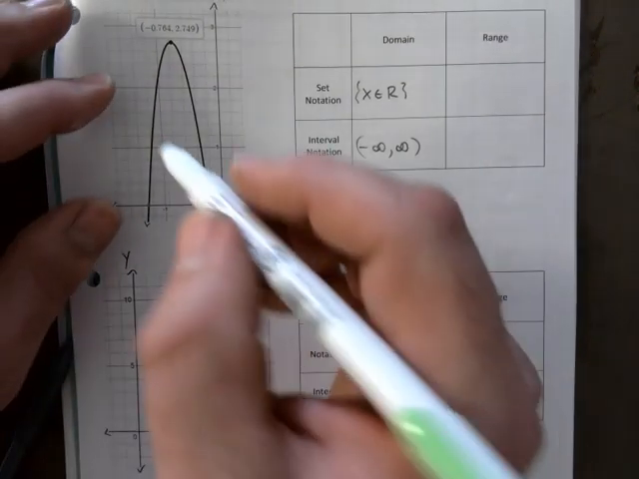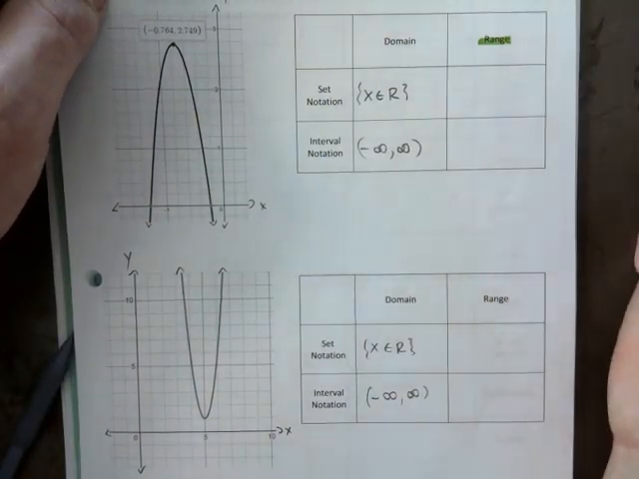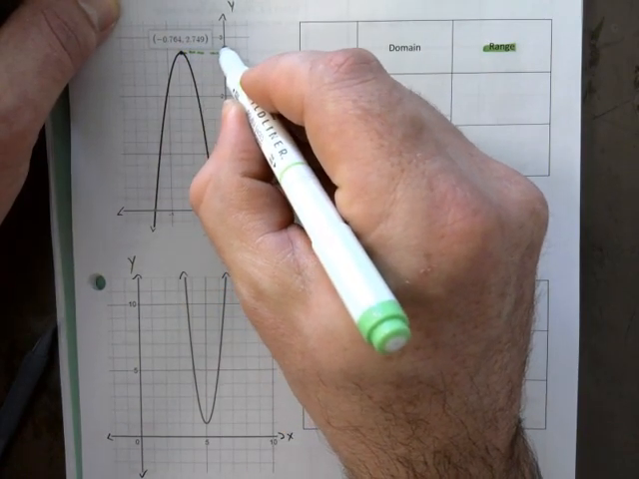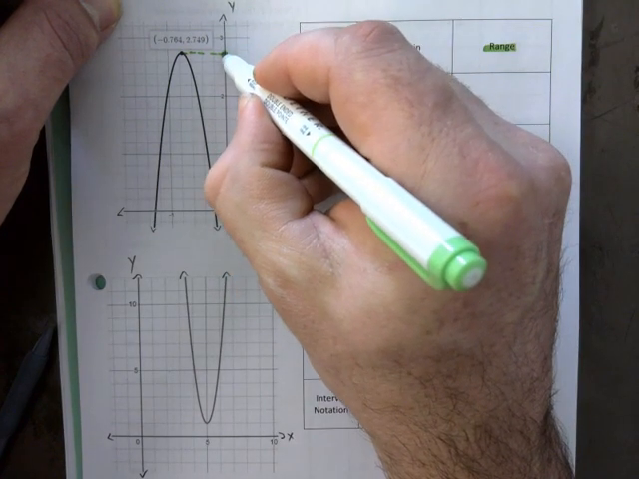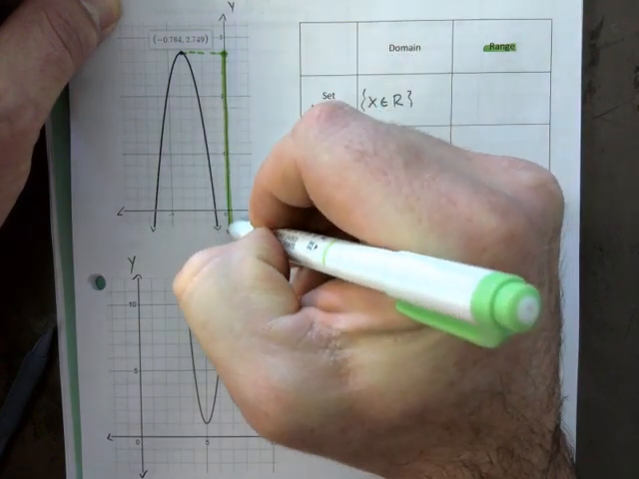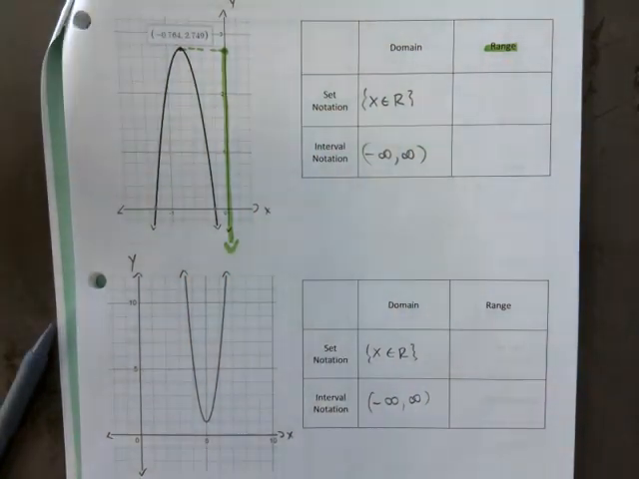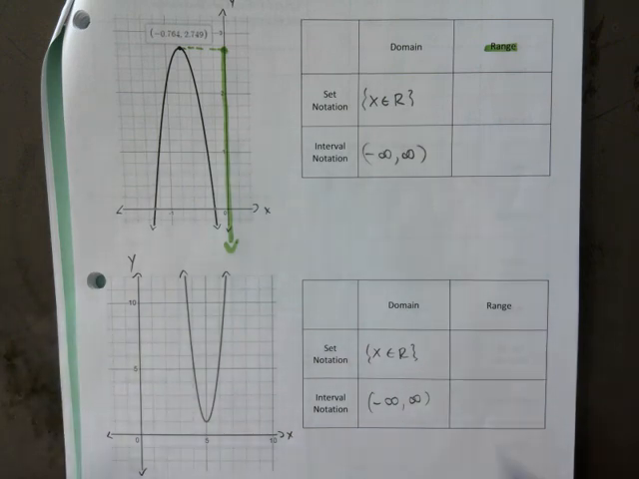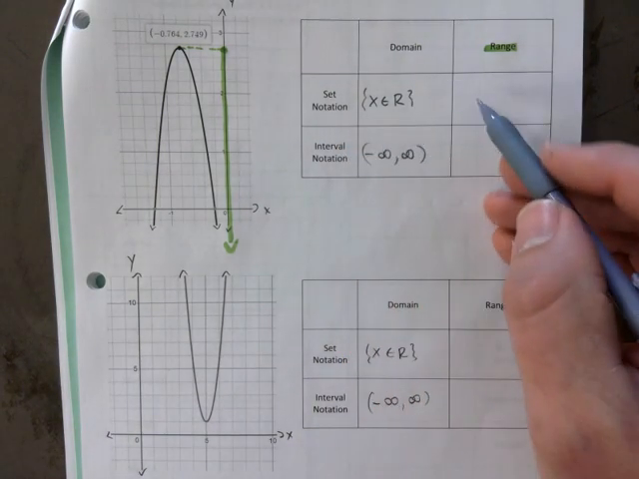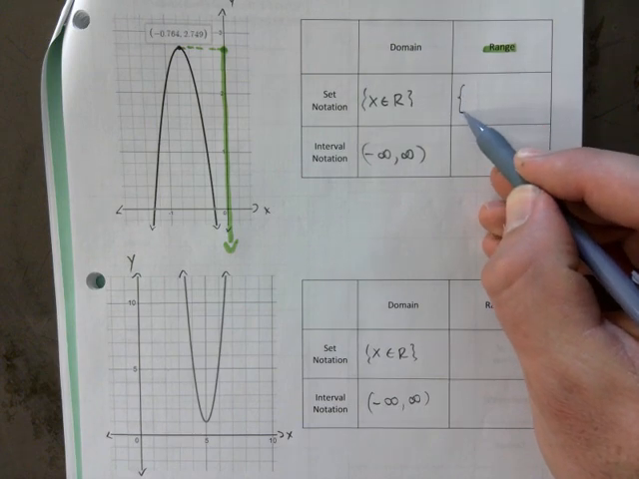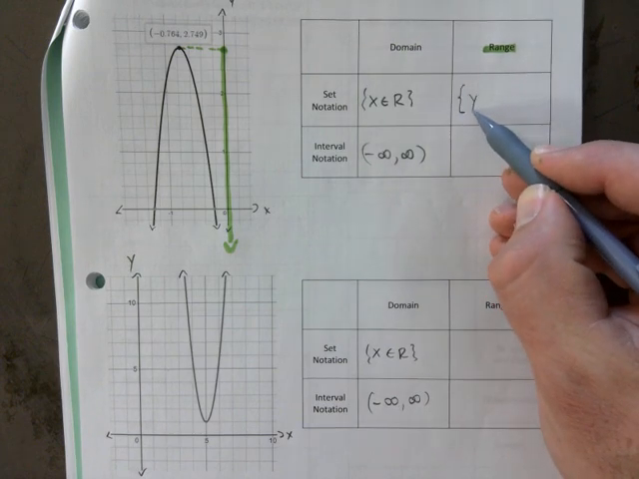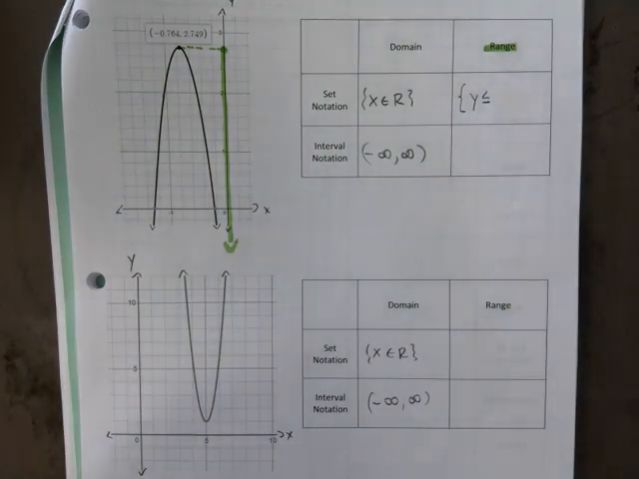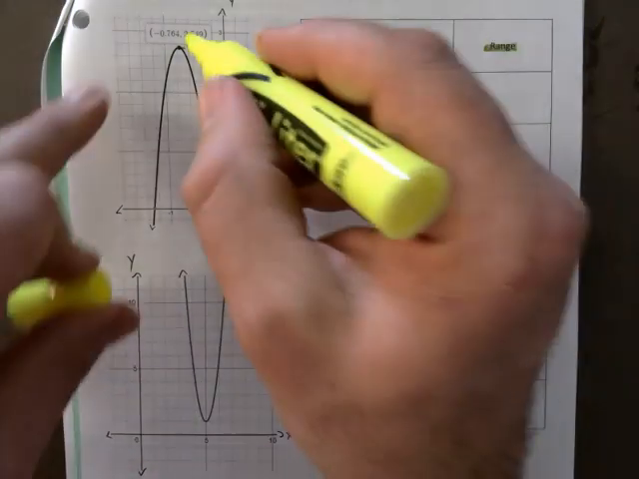But let's put it this way. The range, we're going to stay with green here. Technically, if you match this to the y-axis right here, it's everything from there and lower, right? For that one there. So for set notation, squiggly brackets, this would have to be y is less than or equal to the y value of the vertex.